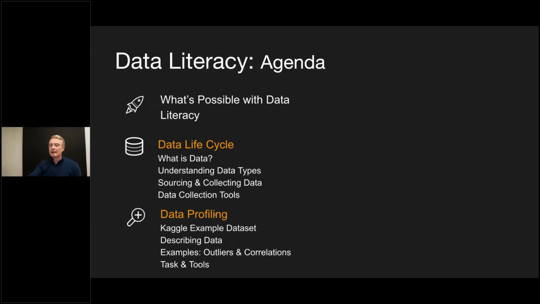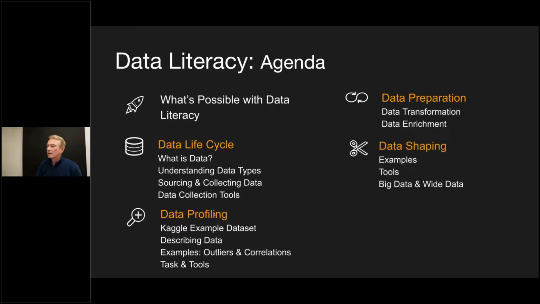Next, we will look at data profiling, look at some example Kaggle data sets, and talk about what we call outliers and correlations. Two important terms there. Next, we will look at data preparation, which is very important in the whole machine learning and data science workflow and life cycle, such as data transformation and data enrichment.